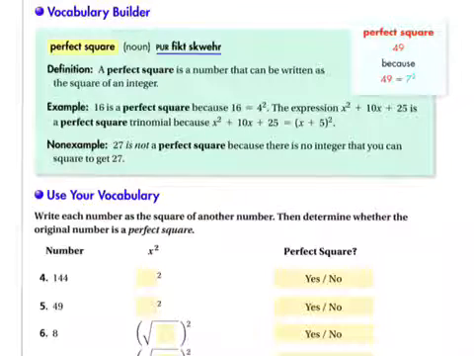Our vocabulary word is perfect square. A perfect square is a number that can be written as the square of an integer. For example, 16 is a perfect square because 4 times 4, 4 squared, is 16. The expression x squared plus 10x plus 25 is a perfect square trinomial. X squared plus 10x plus 25 can be written as the quantity x plus 5, squared.